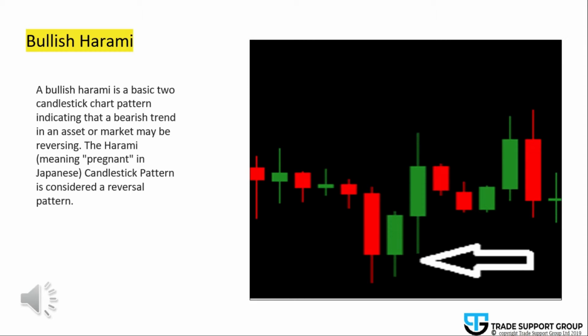A Bullish Harami is a basic two-candlestick chart pattern. This indicates a bearish trend in an asset or market that may be reversing. The Harami means pregnant in Japanese. You can see that the long red candle gives birth to the green candle in this photo.